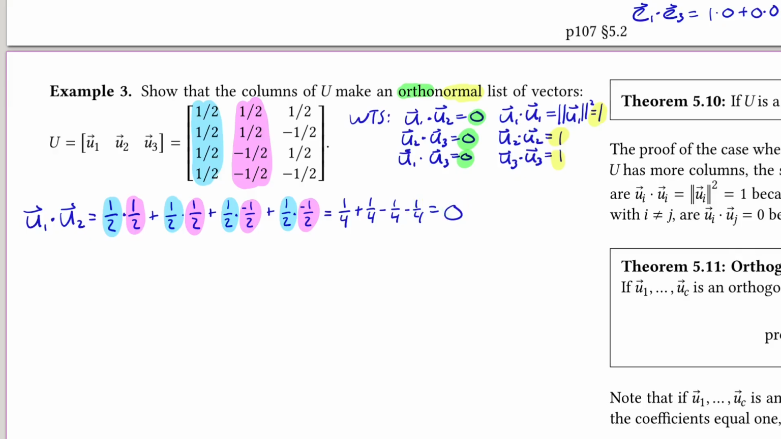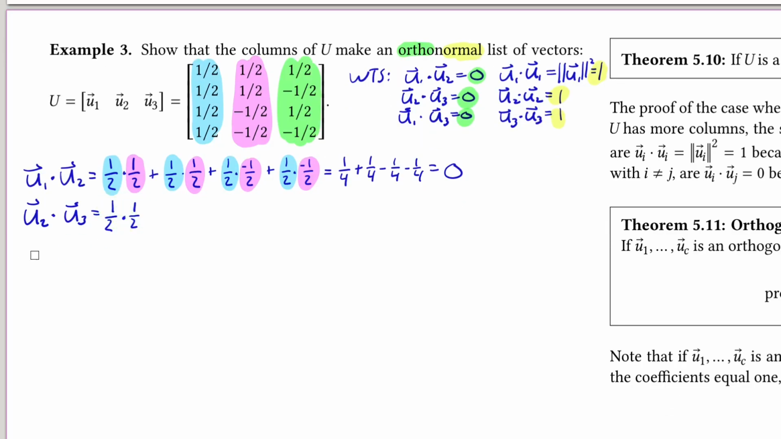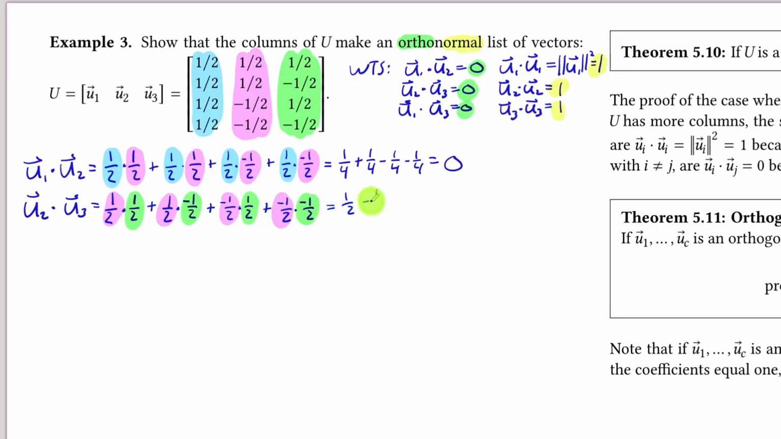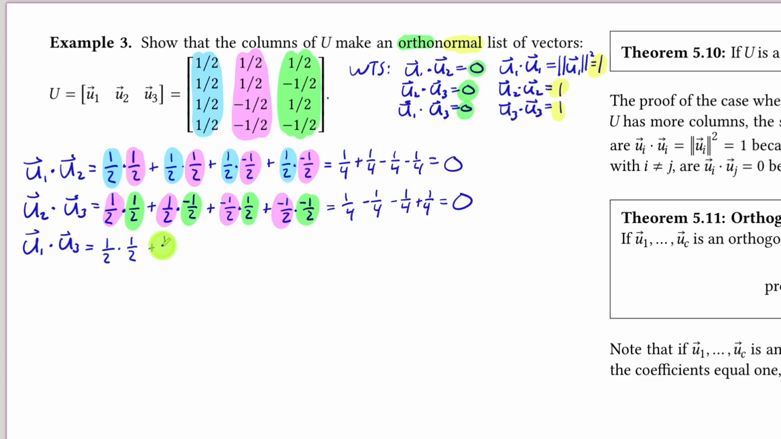So u1 dot u2 comes out to be 0. Here you can see u2 dot u3 comes out to be 0. Then if we do u1 dot u3, that should also be 0. And it is 0. Okay, so it's orthogonal.